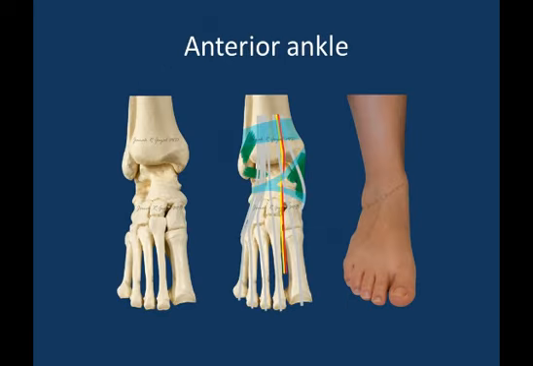From medial to lateral, the tendons on the anterior aspect of the ankle are tibialis anterior, extensor hallucis longus, extensor digitorum longus, and peroneus tertius, all held in place by the superior and inferior extensor retinacula.